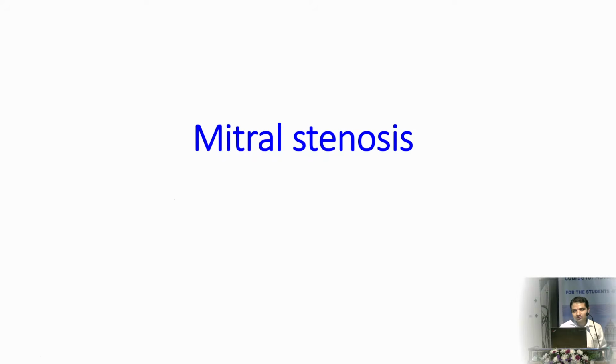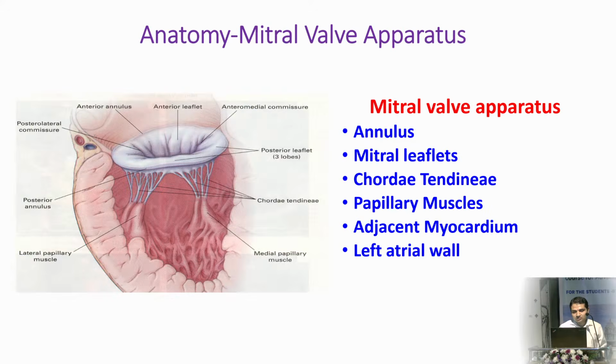So as we all know, the most common valve affected in rheumatic heart disease is the mitral valve, and the pathology will usually be mitral stenosis. So, a brief note on the mitral valve apparatus. As we all know, the normal mitral valve orifice is 4 to 6 centimeters squared. It has 2 leaflets, the anterior and posterior mitral leaflet.